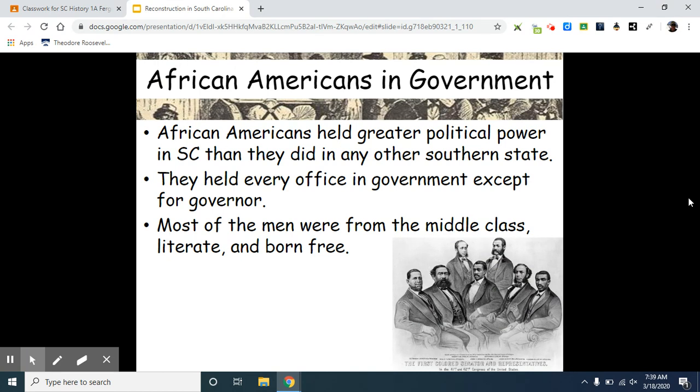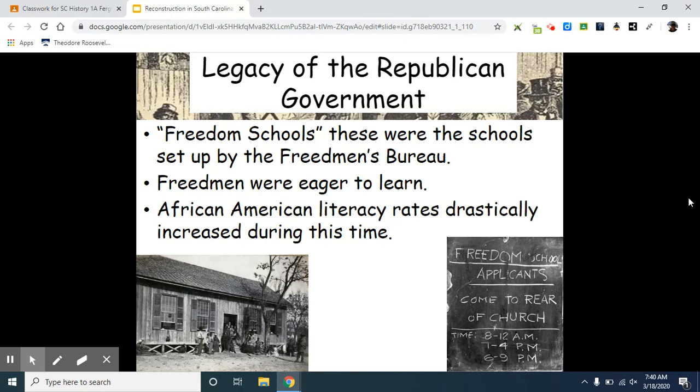African Americans in government held a lot greater political power in South Carolina than in any other state because there were so many. They held every office in government except the governor. Remember, Robert Smalls was a member of Congress for both South Carolina and the United States. Most of the men were from the middle class. They were literate, meaning that they could speak and read and write, and they had been born free and were not slaves. So they kind of knew what they were doing already, not someone uneducated. The legacy of the Republican government: we have freedom schools, and these were schools set up by the Freedmen's Bureau, and freedmen were eager to learn, ready to figure out a new way to get a new job, and African American literacy rates drastically increased, meaning they learned how to read and write and communicate, bringing them up to par with everyone else.